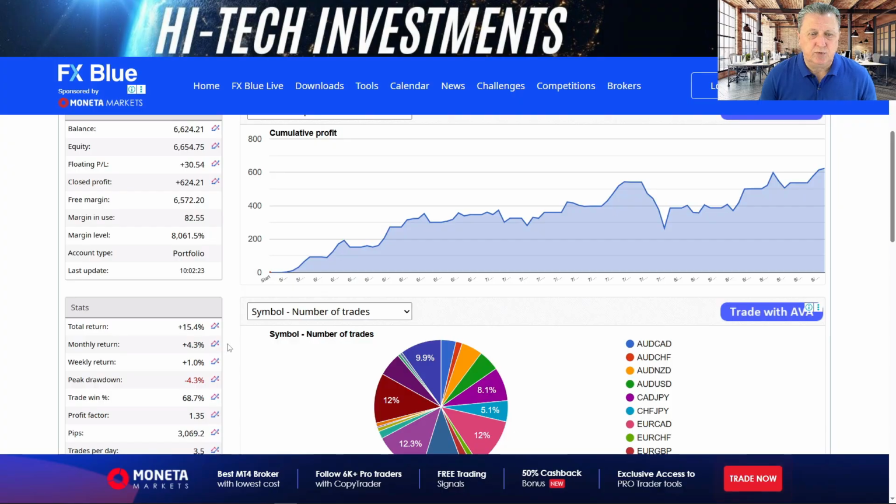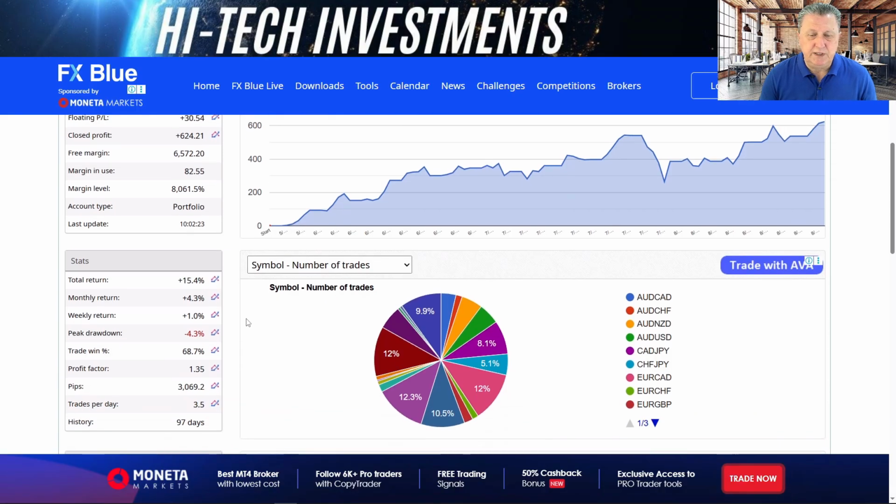So the monthly returns calculated 4.3, weekly returns 1%, and then peak drawdown is around minus 4.3. So all of these are definitely something you can live with. Trade wins in here also 68.7%, so that's good, with a profit factor of 1.35. So strong numbers. Trades per day 3.5.